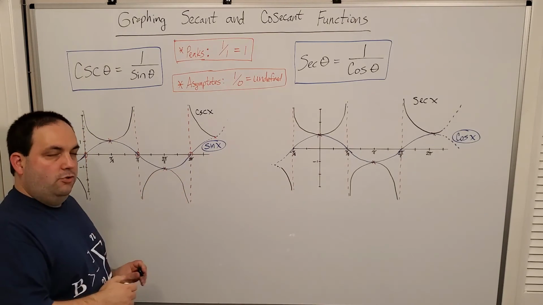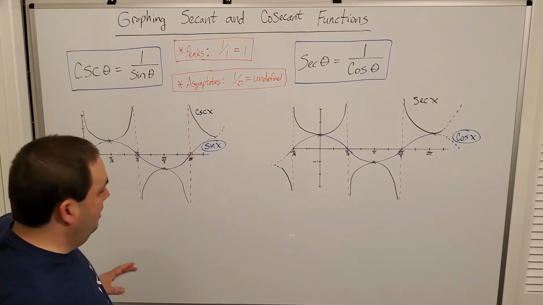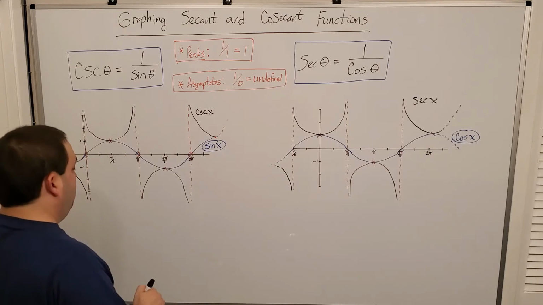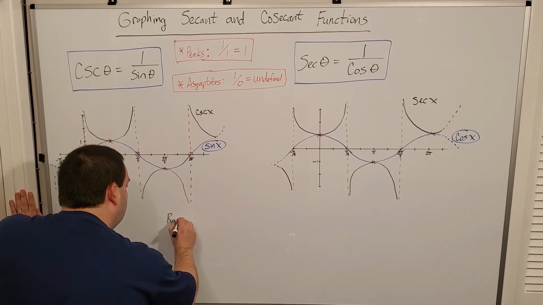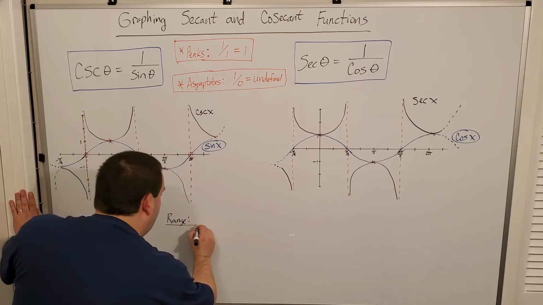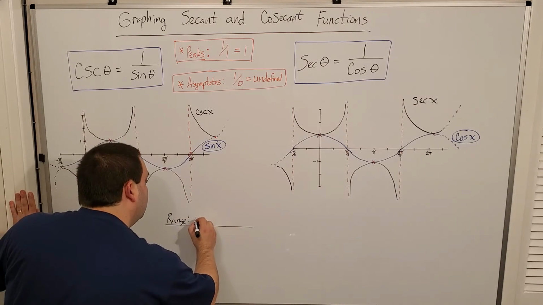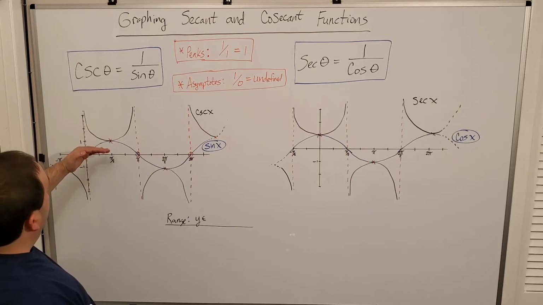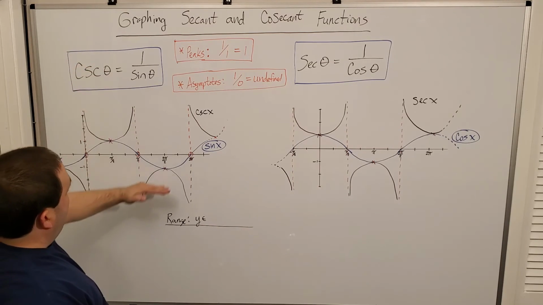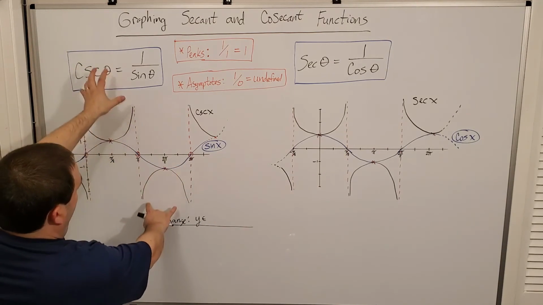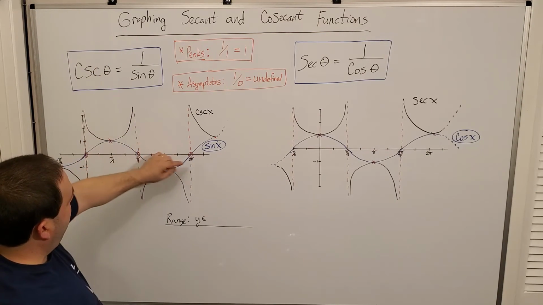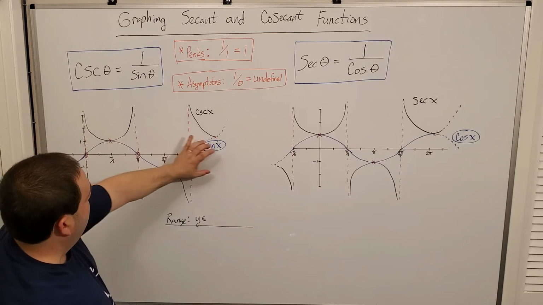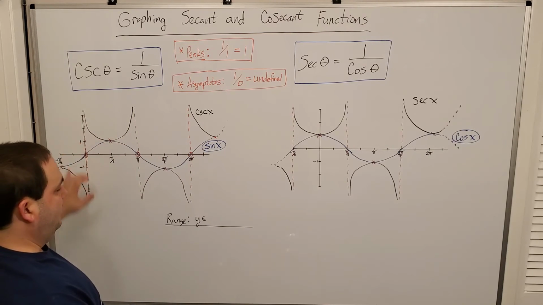On both of these functions, the range is the same, and it's pretty straightforward. You can see the range on these, the y values here, is everything above 1 and everything below -1. That's all of the y values. Just nothing in between 1 and -1. All of this is off limits for cosecant and secant.